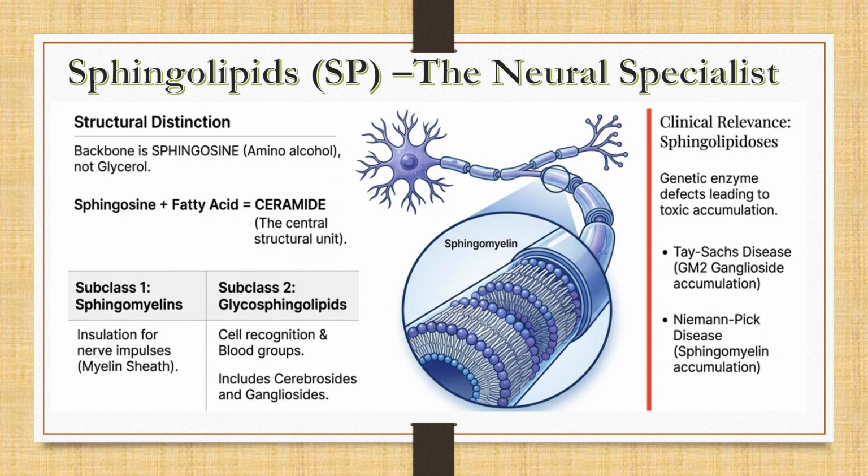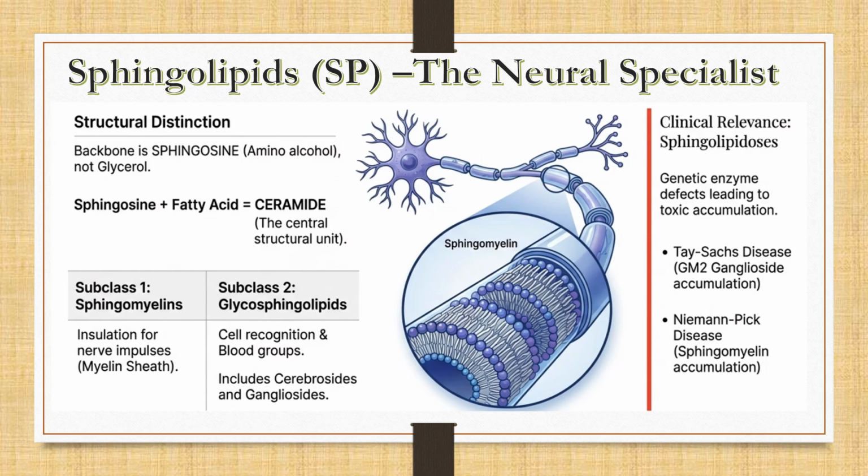Sphingolipids. Sphingolipids are structurally distinct because they are built on a sphingosine backbone rather than glycerol. When a fatty acid is attached to a sphingosine, the core molecule ceramide is formed, which serves as the parent compound for most sphingolipids.